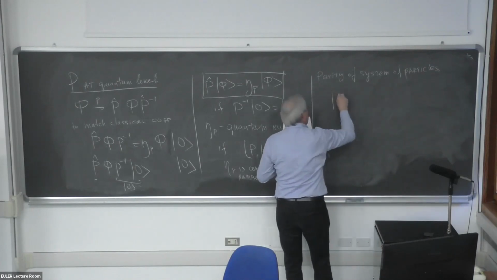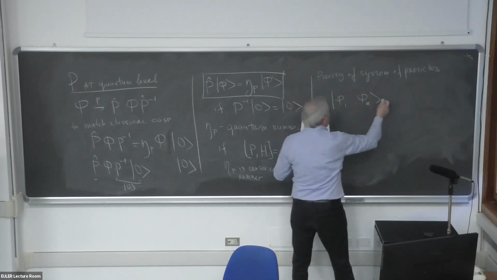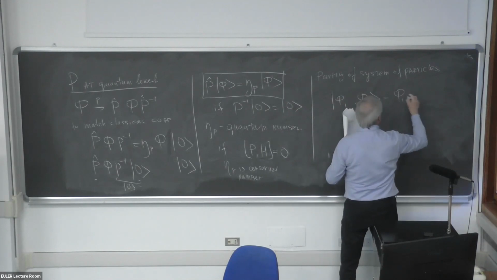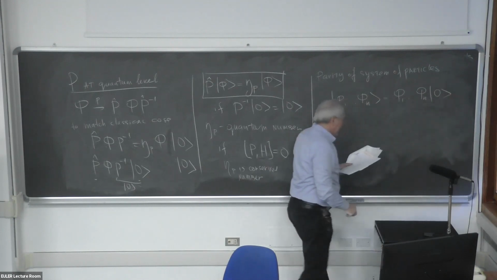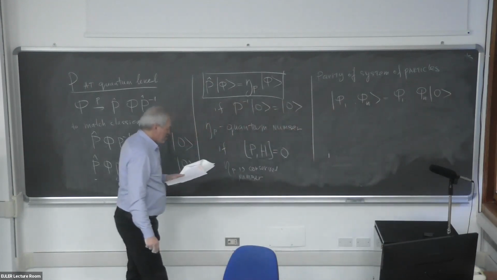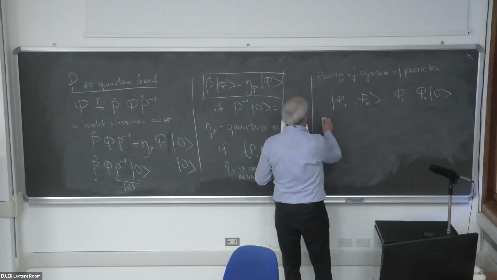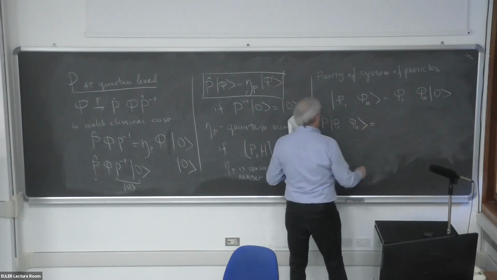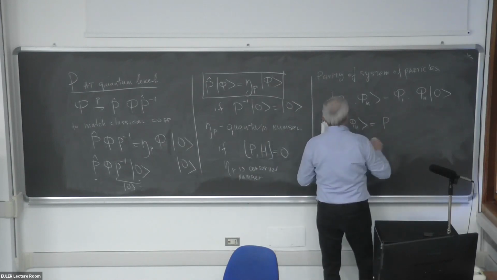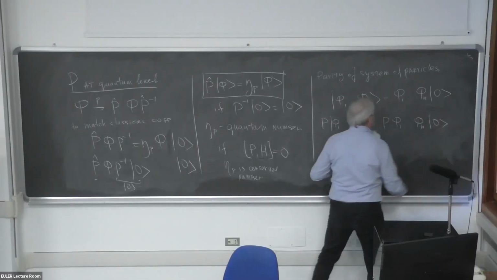So suppose we have a state composed of several fields, which is created by the action of F1 through Fn creation operators on the vacuum state. So what we can do now is check what the P transformation of this state is. And that will be given by P acting on F1 ... Fn vacuum.